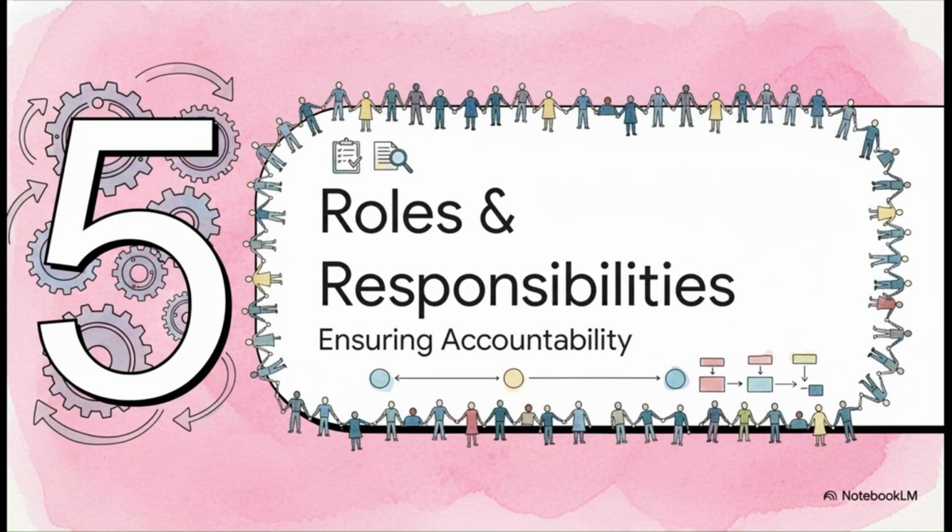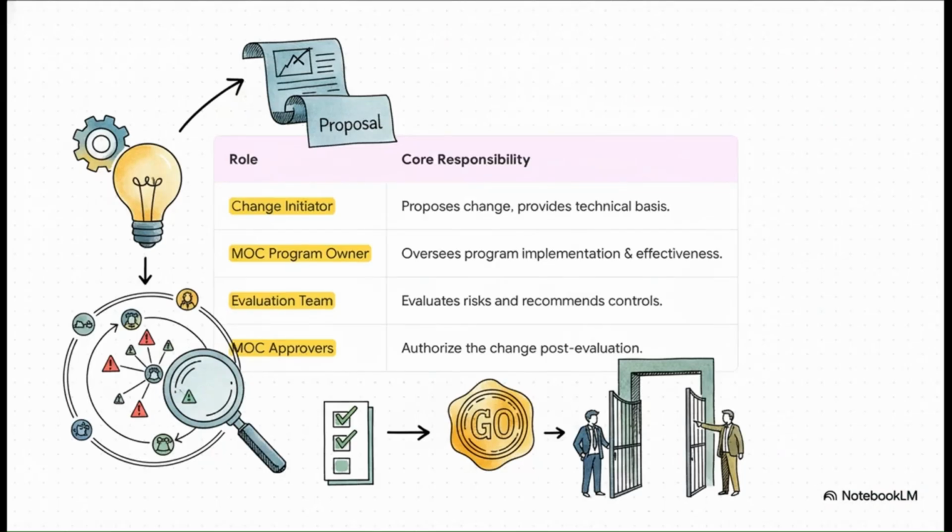Okay, last piece of the puzzle. To make sure the whole system works and people are held accountable, let's clarify who does what. A strong MOC program has really clear roles. You've got the change initiator. That's the person who proposes the change and explains why it's needed. Then there's the MOC program owner, who has that 30,000-foot view, making sure the whole system is working properly. The evaluation team, that's our group of experts who get into the nitty-gritty of the risks. And finally, you have the MOC approvers.